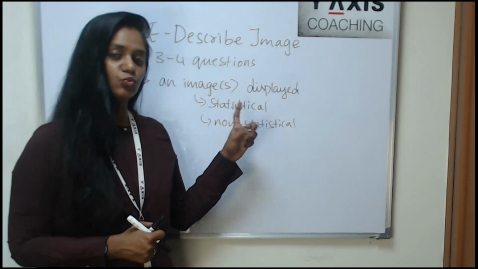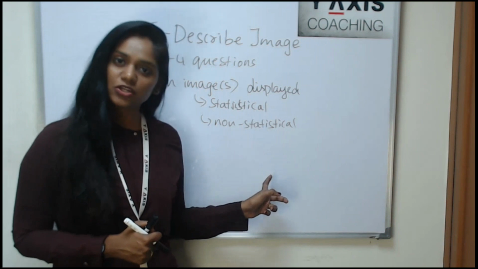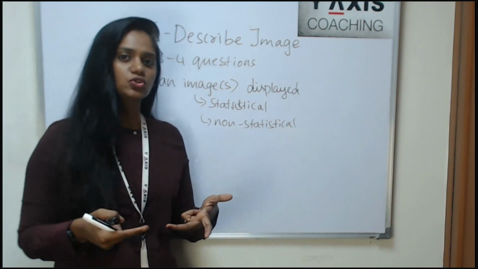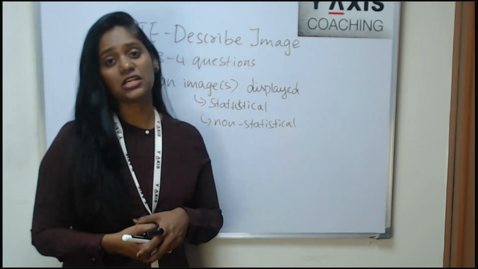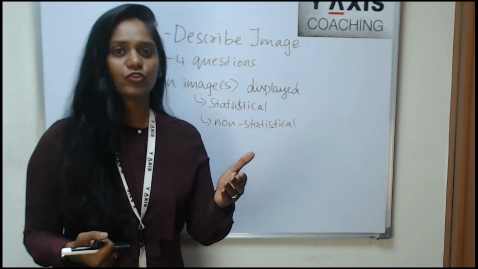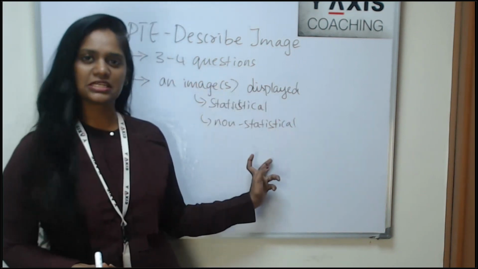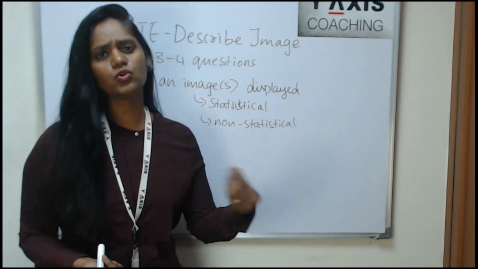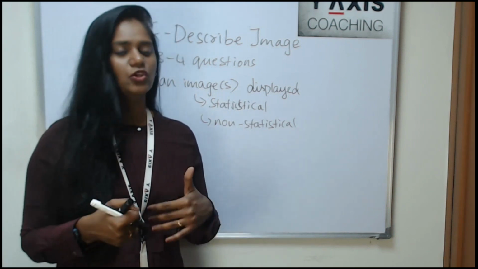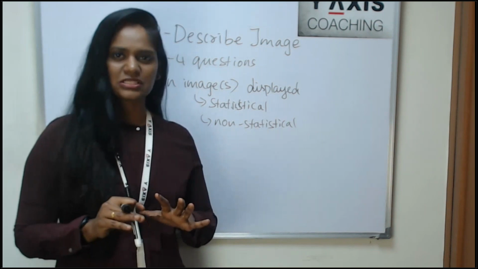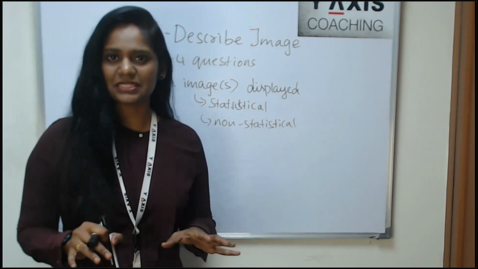So either you get one statistical or one non-statistical, or 2 statistical images or 2 non-statistical images. When I say that, if you get maps and plans, it is usually 2. So that's what I mean by 2 non-statistical images. In very rare cases, you get 3. So whether you get 1, 2 or 3, the concept remains the same. The demand remains the same.